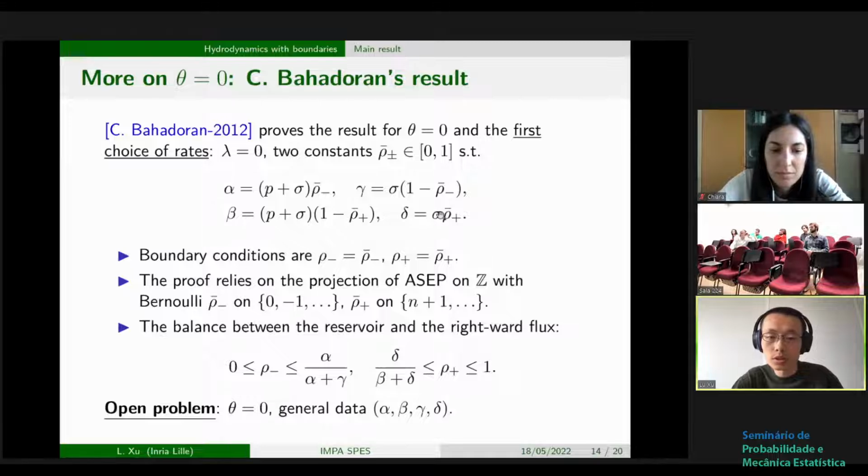And if we do not take this special choice, so for general data, meaning that alpha, beta, gamma, delta are general constants, or smooth functions in time, or L infinity or non-smooth functions in time, anything, then for general data and theta equals 0, the problem is still okay. Okay, so up to here is my result.